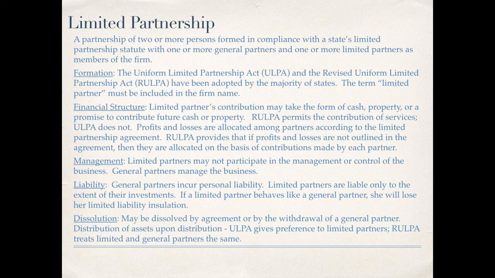Profits and losses are allocated among the partners according to the agreement. So in our scenario that I'm talking about, you would get 60% of the profits, I would get 30, and our limited partner would get 10. The RULPA provides that if profits and losses are not outlined in the agreement, they are allocated on the basis of contributions made by each partner. Same thing I just said. Okay, so either we put it in the agreement, or if we don't, the RULPA says that that's how we're going to do it.